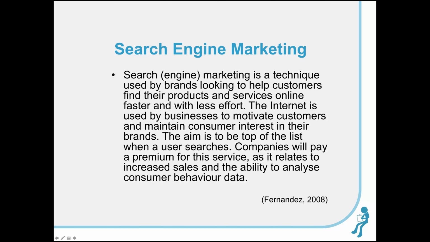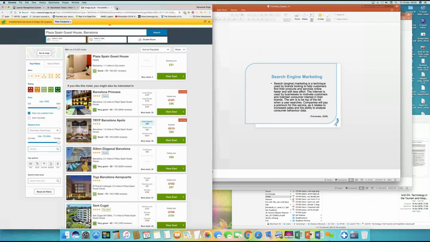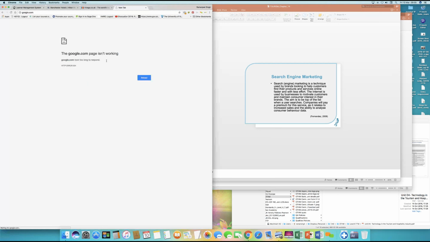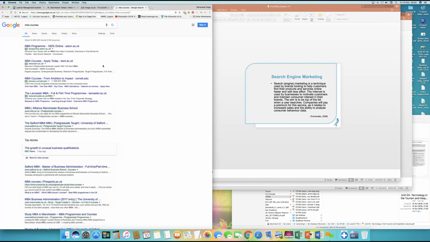An example here that I would do is if I go to Google and type, what I'm going to do is basically try and find something called, say, MBA courses. So here I'll find MBA courses. So when I click on MBA courses, now search engine marketing is, there are some of these advertisements that you see which are coming up front.